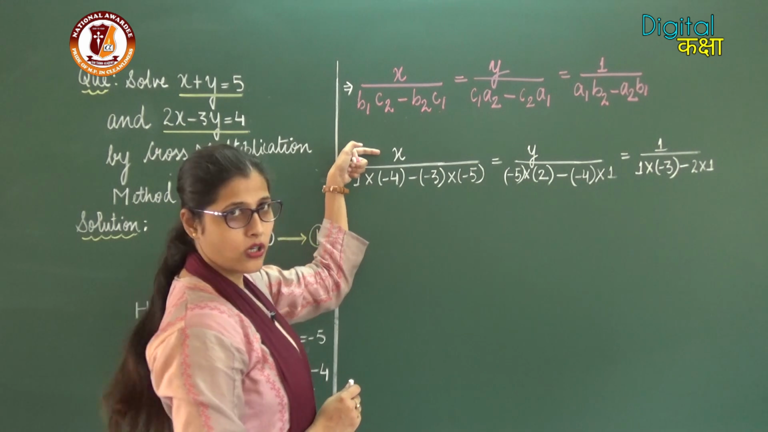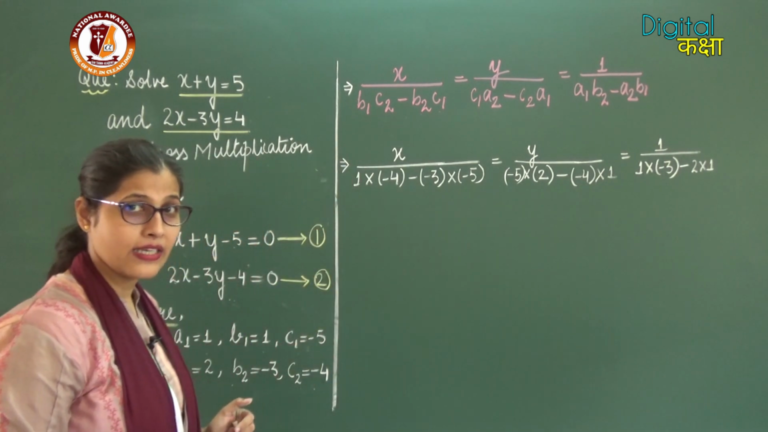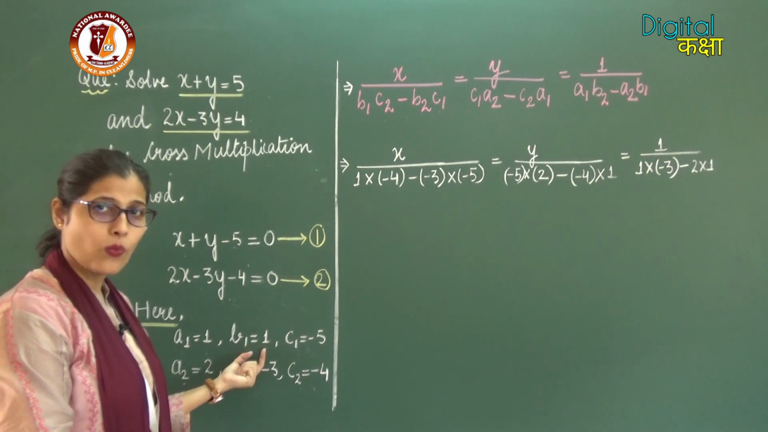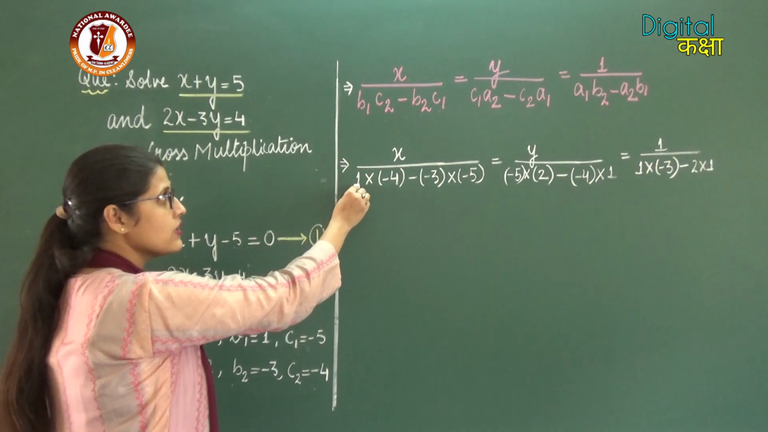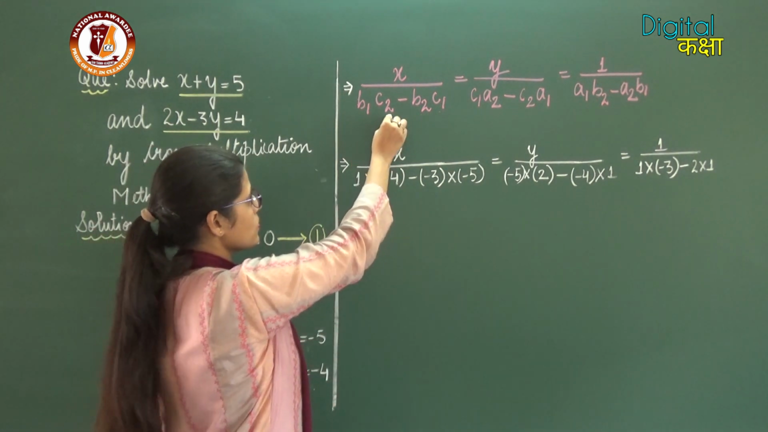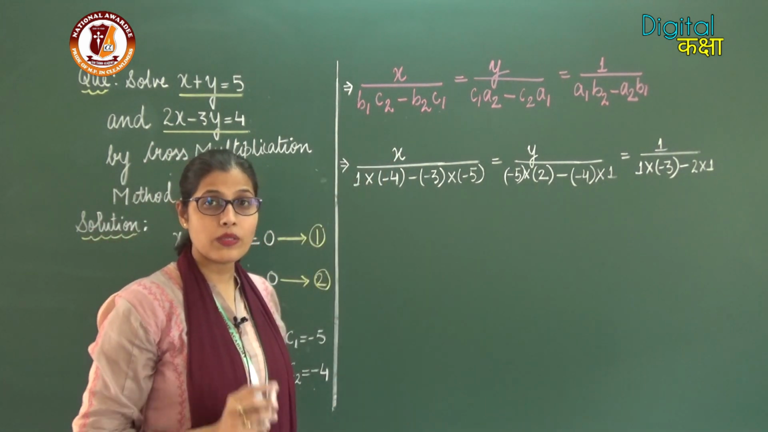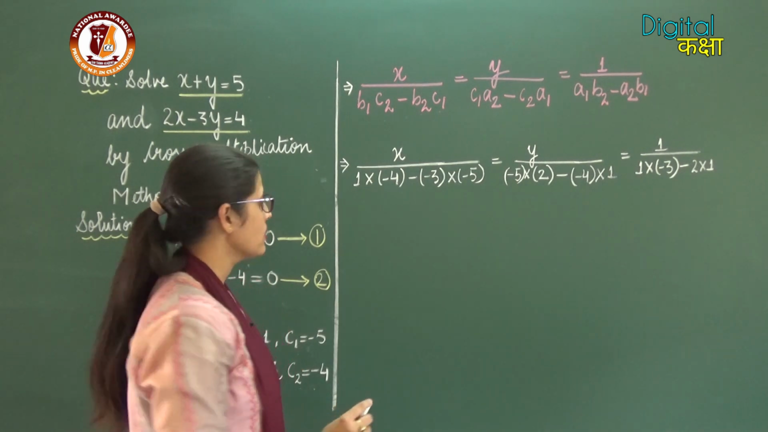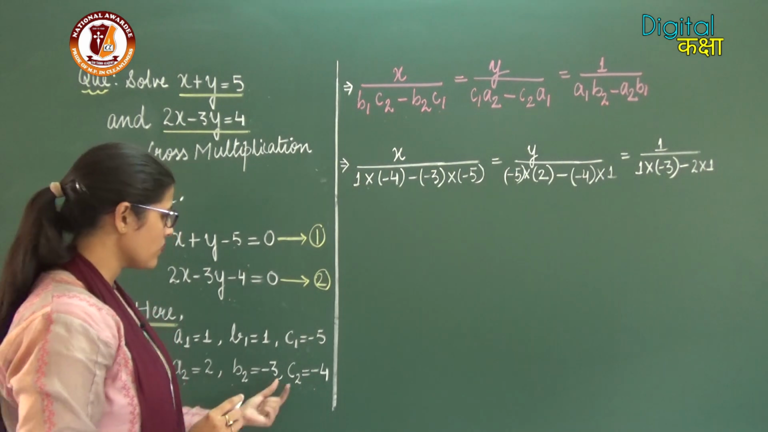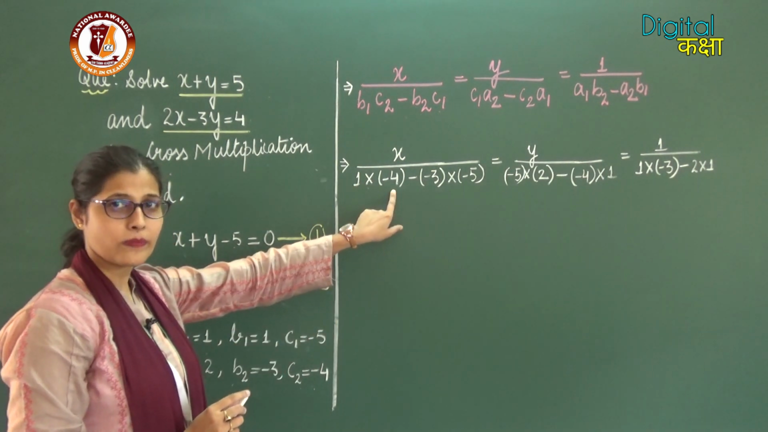Therefore, in place of b1, I will be substituting its value. The value of b1 is 1, so I have written here 1. Since no sign is there between b1 and c2, that means it will be multiplication. Therefore, 1 multiplied by the value of c2, which is minus 4.